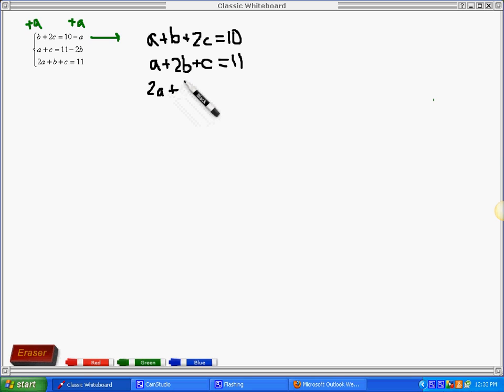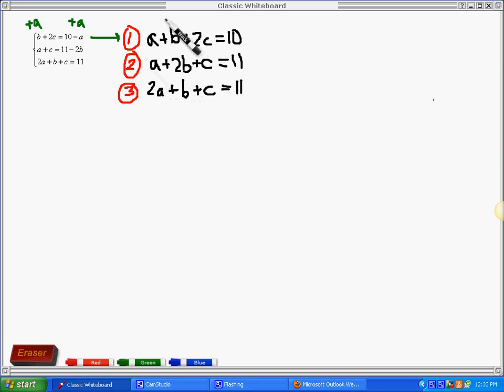So 2a plus b plus c equals 11. Let me go ahead and label these so we can keep track of everything. Equation 1, equation 2, and equation 3. So, now that we did that preliminary housekeeping, we can go ahead and just solve the way we did in class. The first step is to take those 3 equations and take 2 different pairs of equations and try to eliminate a variable.